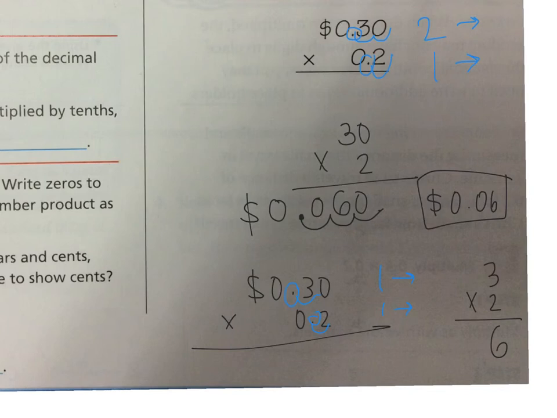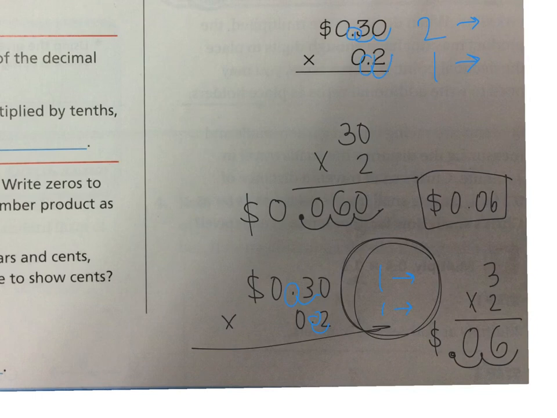3 times 2, which is? 6. And then to undo this, do I still need to move it 3 times to the left? No. I only need to move it 2 times to the left. So 1, 2. Do I still get the same answer? Yes. Why is that? Why do I still get the same answer even though I only moved it 2 times to the left over here, but over here I had to move it 3 times to the left? Why do I still get the same answer?